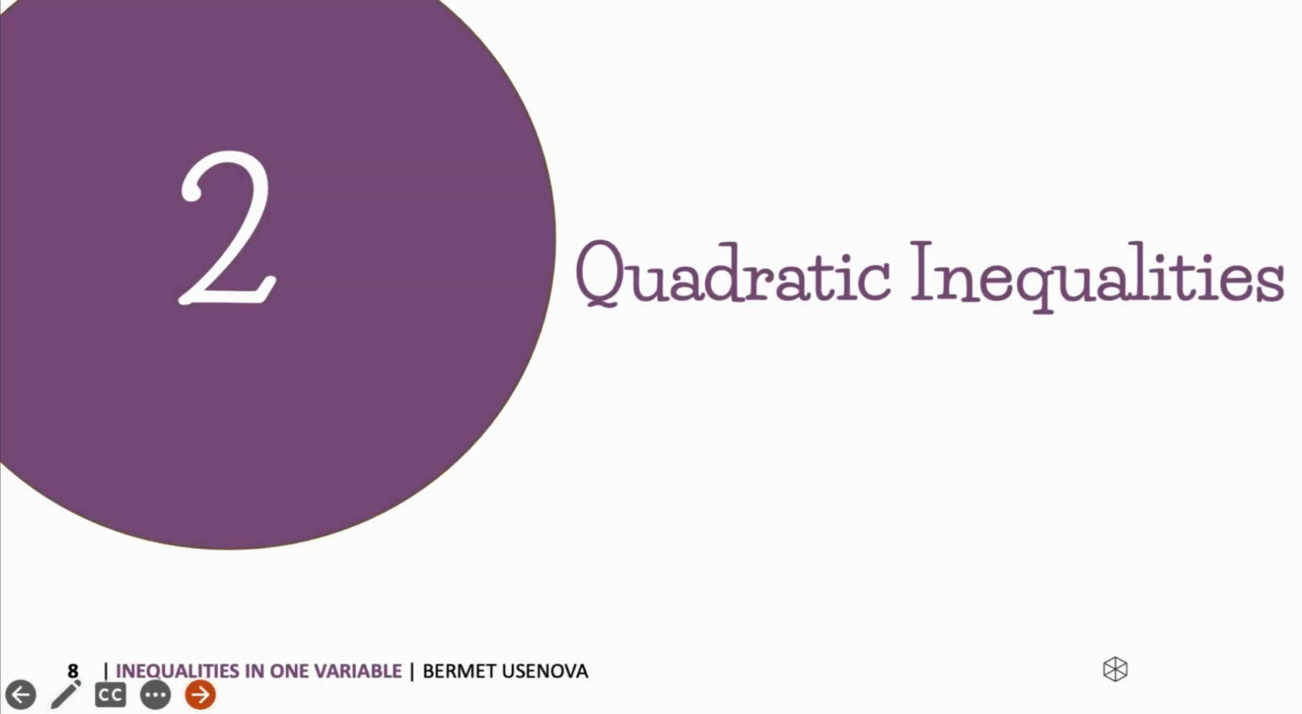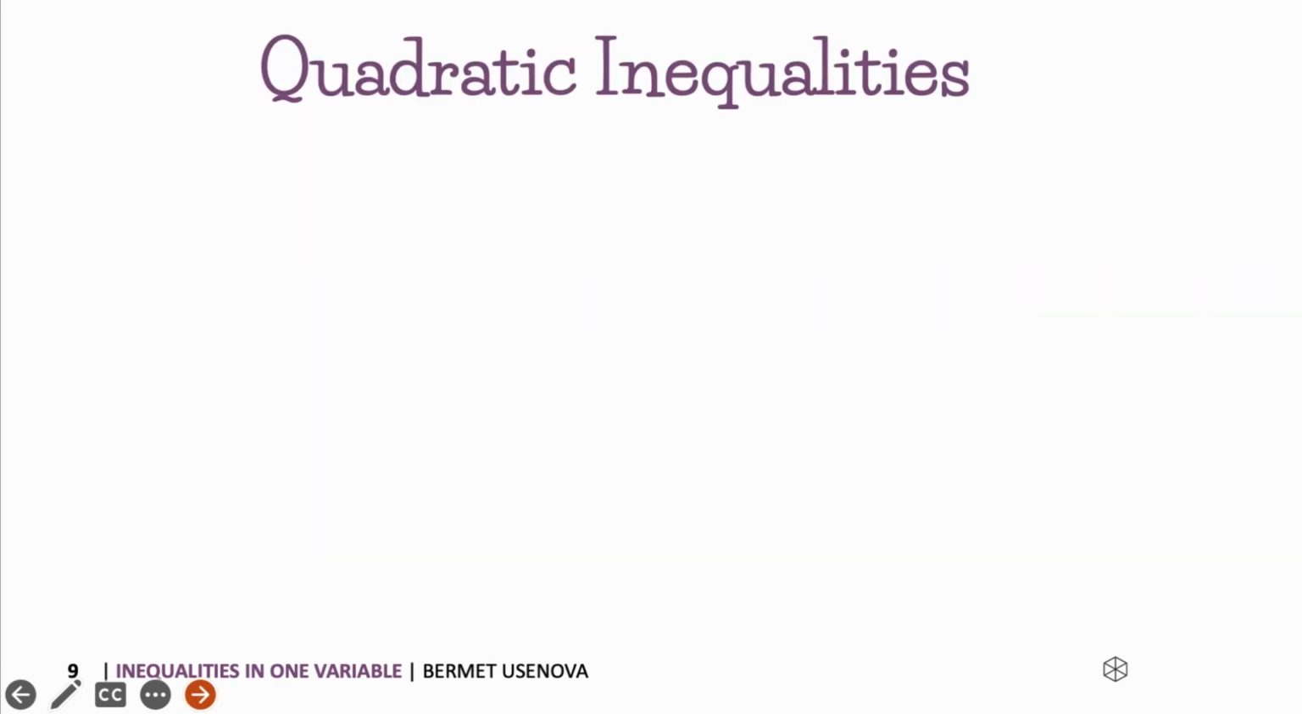So after looking at linear equations and their graphical representation, we can have a look at more complicated quadratic inequalities. Quadratic inequalities, just like quadratic equations, are any inequalities that contain a quadratic term. For example, x squared greater than minus x minus 5.